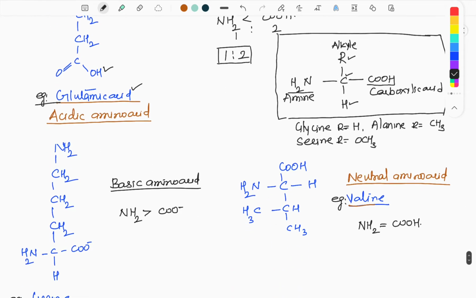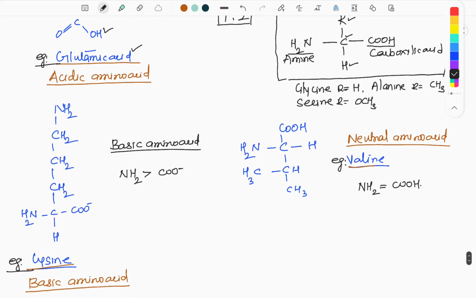Next you see the basic amino acid. In the basic amino acid, NH2 groups, that is amine groups, are greater than carboxylic acids or carboxylate ions. You see in this diagram, NH2 groups are 2, whereas the carboxylic group is only 1. Here you find the carboxylic group, and this NH2 group, this NH2 group. So 2 amine groups are there, 1 carboxylic acid group is there. In such cases it is called a basic amino acid, right? So do remember that. Example for this is lysine.